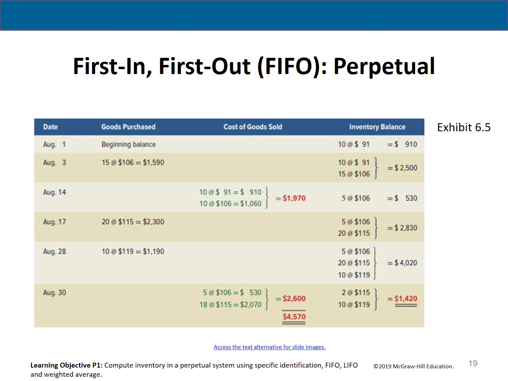What's left? 5 of the bikes that cost $106. So we use this record to determine the dollar amount we will put in our journal entry whenever we sell a bike or bikes.